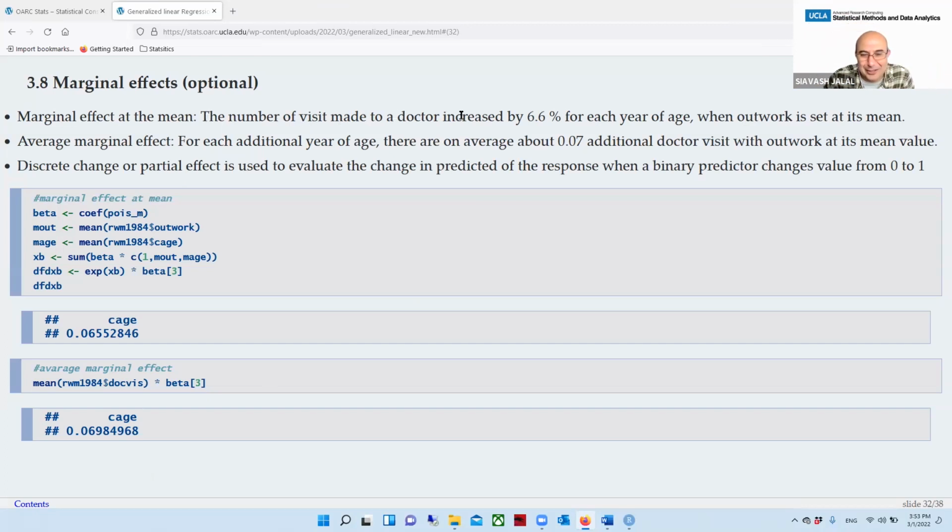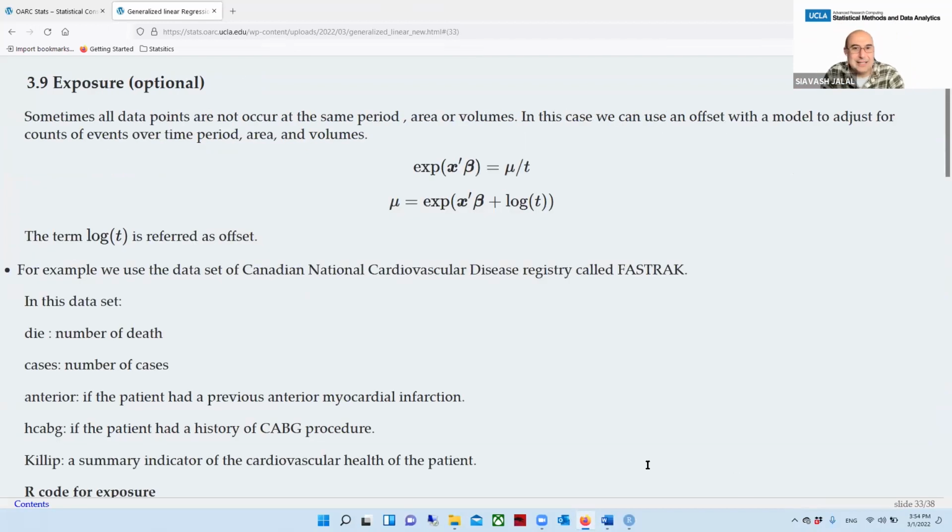This is the number of visits made to the doctor, increased by this for each year of age, when at work is set at its mean. And then there is the average marginal effect, right? So you average that effect for each person. Basically you put everybody, assume they are at work, and then you calculate the predicted outcome, and then you assume everybody not at work, you calculate the predicted outcome, and you take the difference, and then you average over. So those parts are optional.